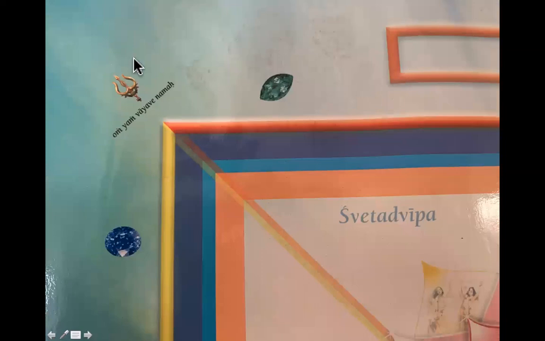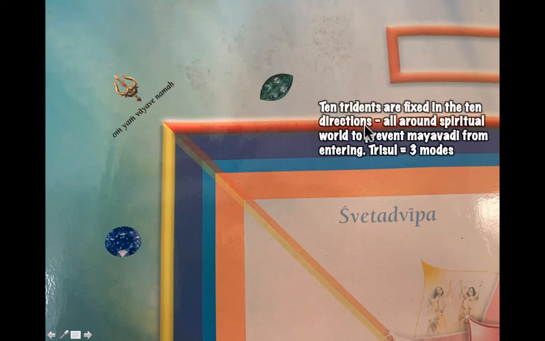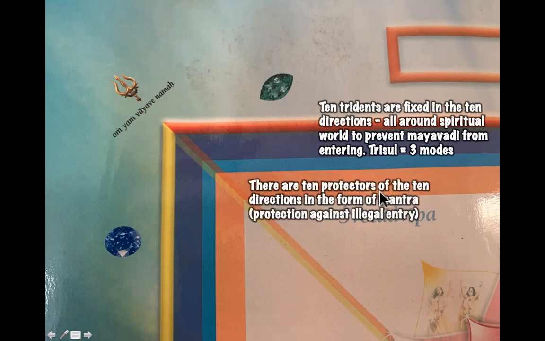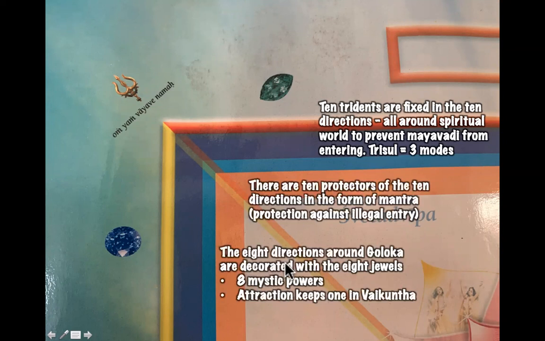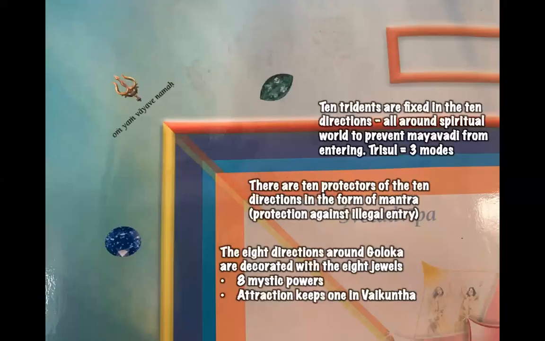And then also we have different weapons. This is the trident. 10 tridents are fixed in the 10 directions all around the spiritual world to prevent Mayavadis from entering. Trishul, 3 modes. There are 10 protectors of the 10 directions in the form of mantra, protection against illegal entry. And the 8 directions around Gokul are decorated with 8 jewels, which are the 8 mystic powers. That is what keeps away those who are in Vaikuntha. They can't enter because they're attracted by these 8 mystical powers, so they can't enter into Golok.